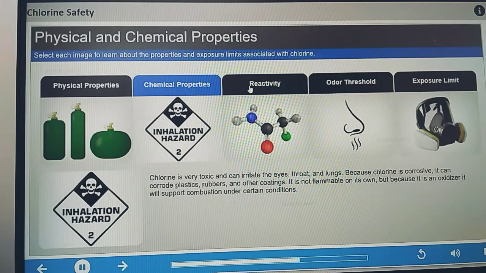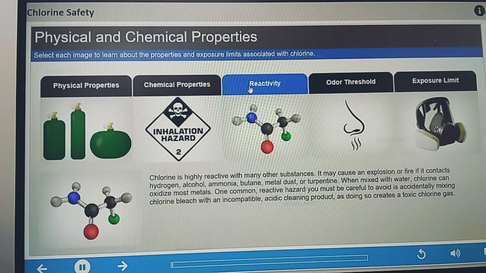It is not flammable on its own, but because it is an oxidizer, it will support combustion under certain conditions. Chlorine is highly reactive with many other substances. It may cause an explosion or fire if it contacts hydrogen, alcohol, ammonia, butane, metal dust, or turpentine. When mixed with water, chlorine can oxidize most metals.